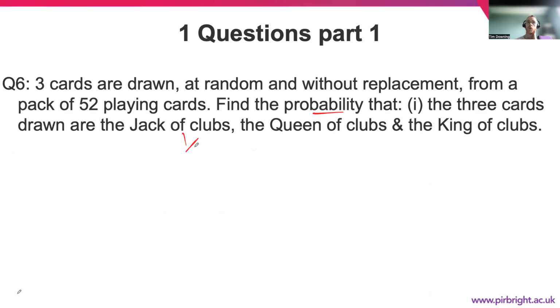Jack of clubs is going to be 1 over 52 because there are 52 cards, and this is the exact card. The Queen is going to be 1 out of 51 because there are only 51 left. And in the same way, it's 1 out of 50 for the King of clubs, and we're multiplying these by each other to work it out.